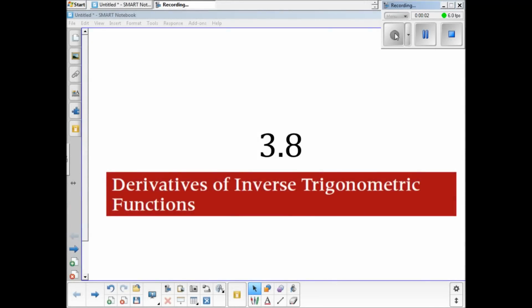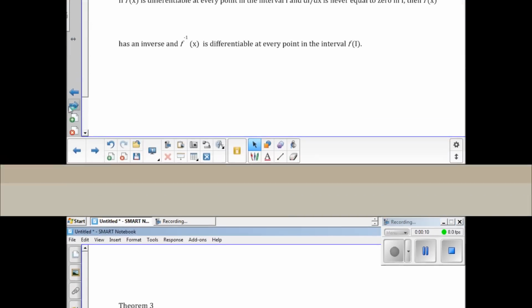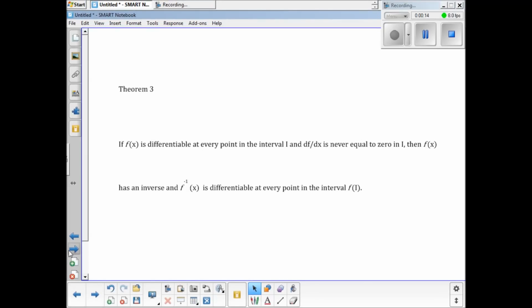Alright, welcome to section 3.8. We're going to be studying the derivatives of inverse trigonometric functions. Let's get started. Okay, first we have to understand theorem 3.